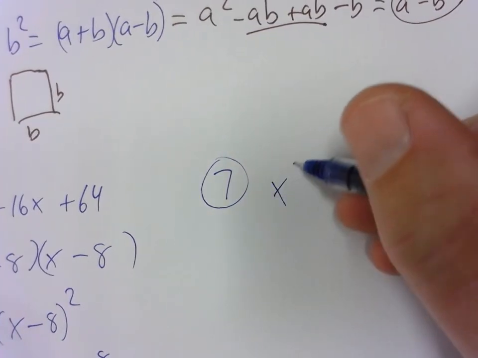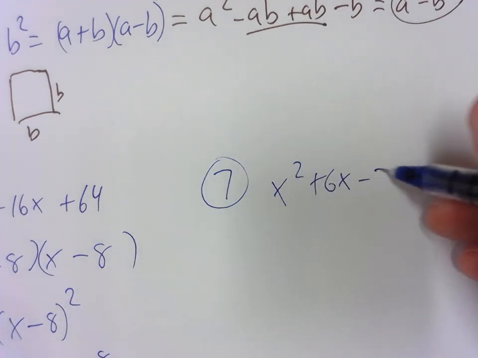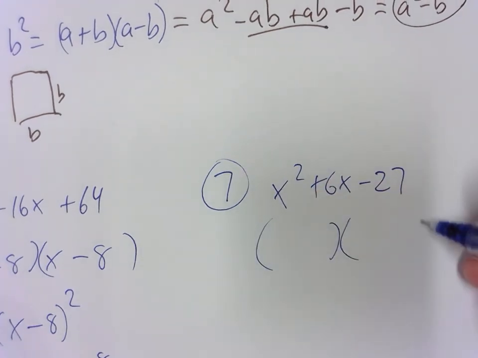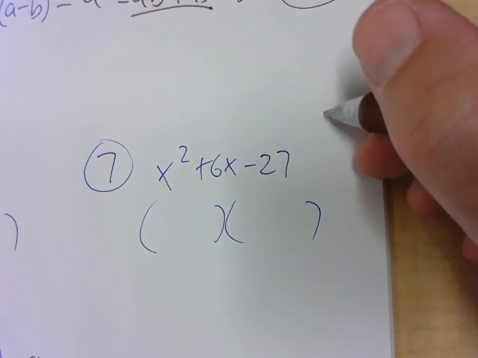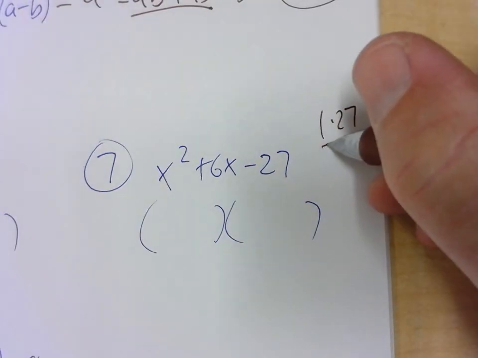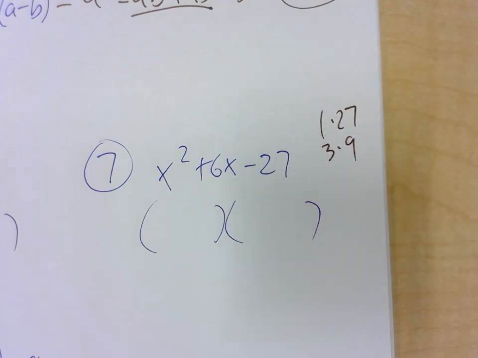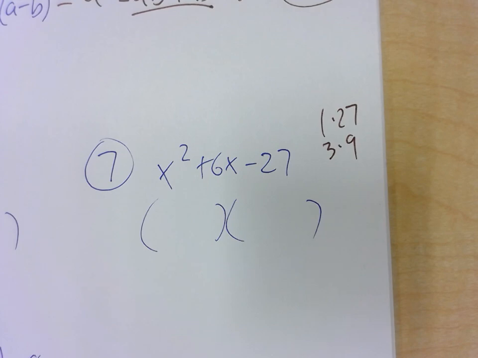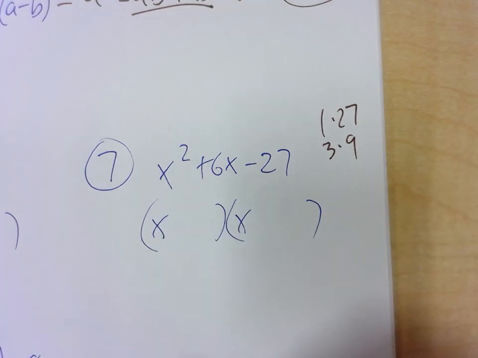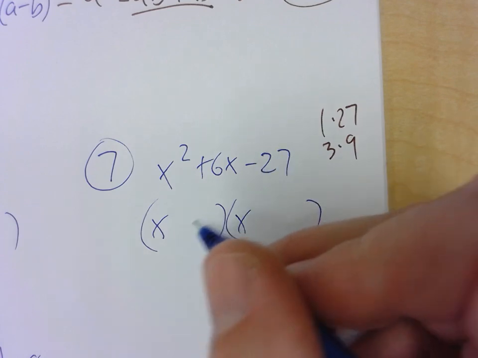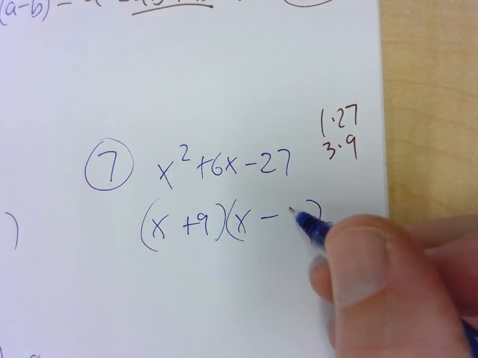is x squared plus 6x minus 27. Okay, so you got to think of the factors of 27. 1 times 27 and 3 times 9, and that's it. Well, it's got to be 3 and 9, so try it. And here we go. X and x. Plus 9 and minus 3.